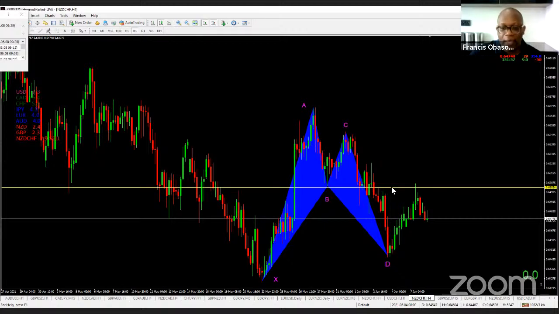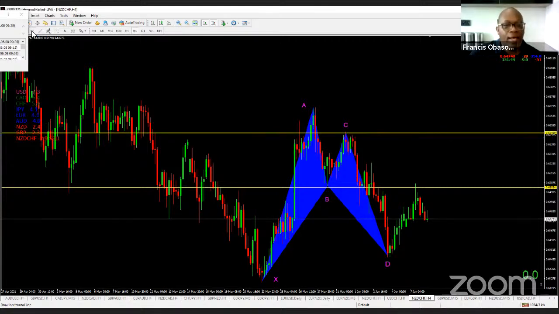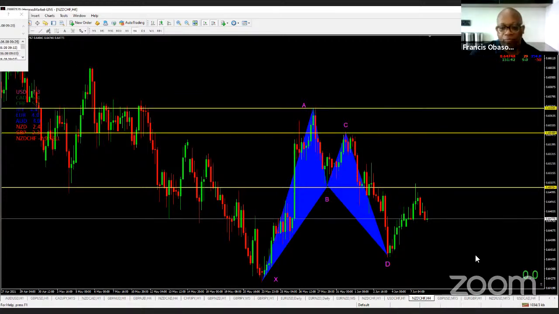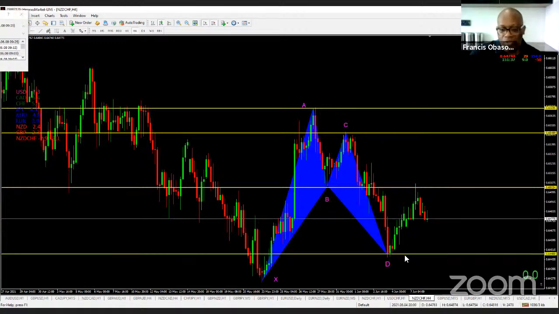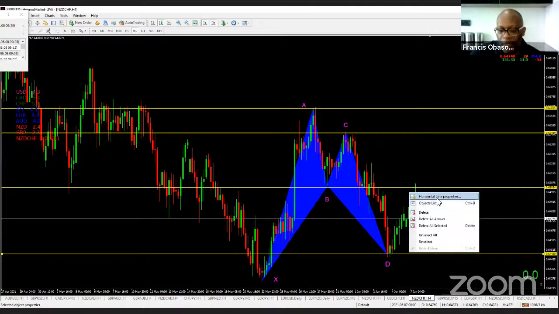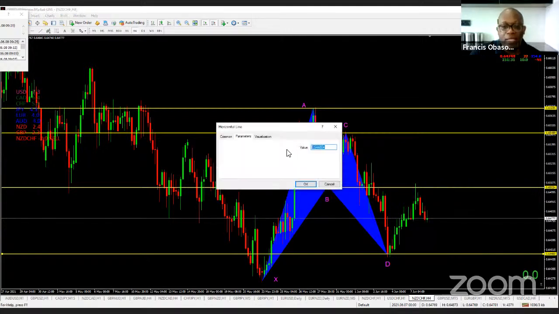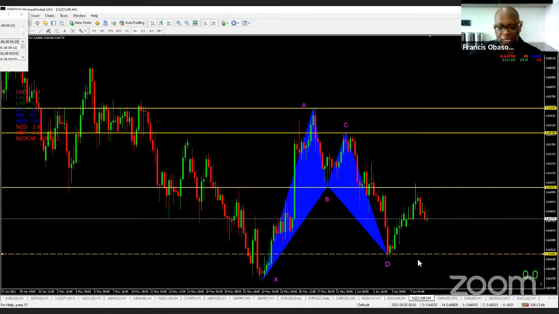You'll be targeting here, as in B. You'll be targeting C. And finally A. This is the entry. D is always the price reversal zone. That's the point at which you are expected to get in the trade when trading the harmonic patterns.